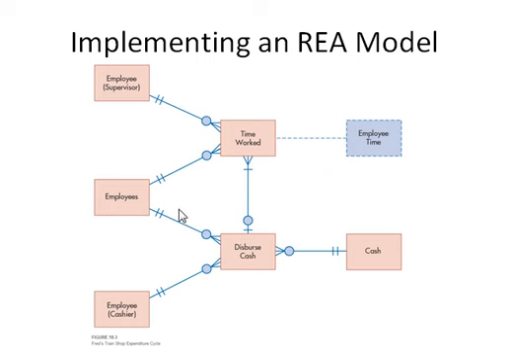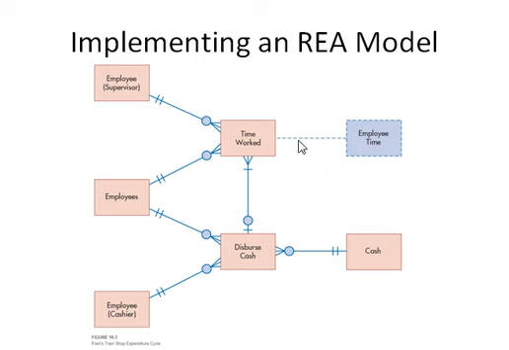Next, we're going to make tables for each distinct entity. Make tables for time worked, disbursed cash, and finally the agent employee table. Employee time is intangible, so we don't have to create a table for it.